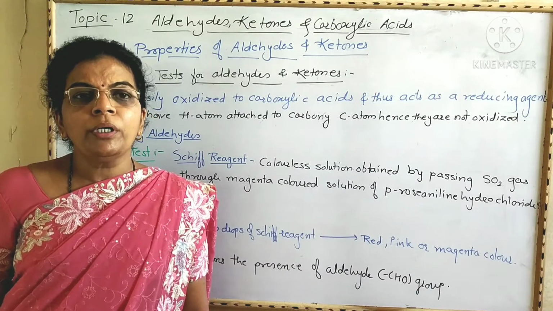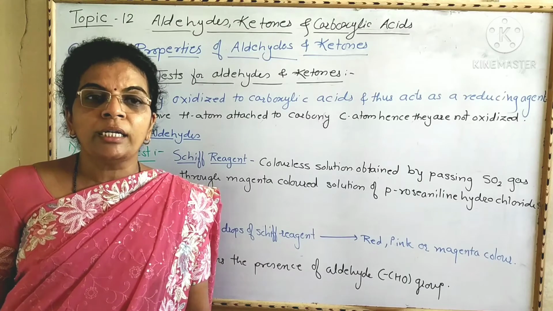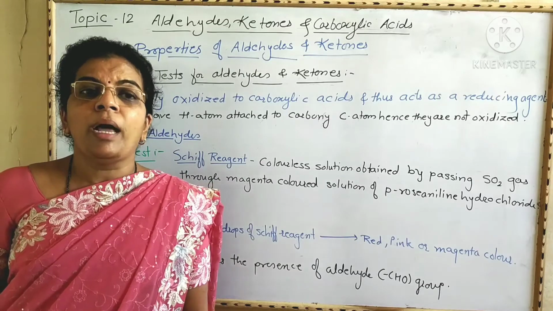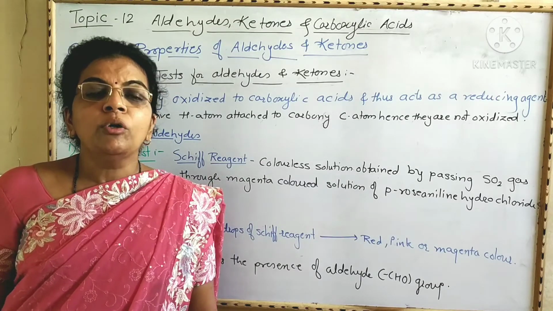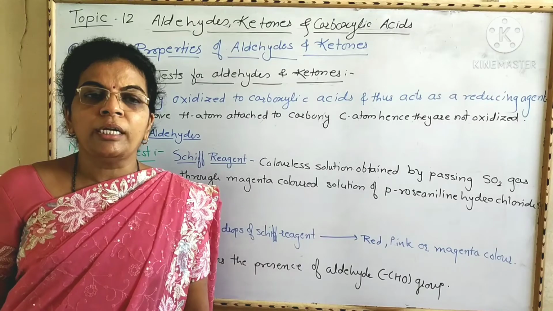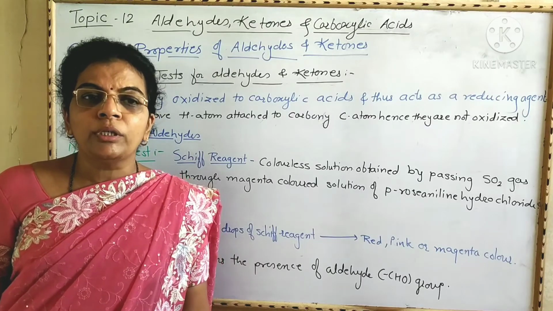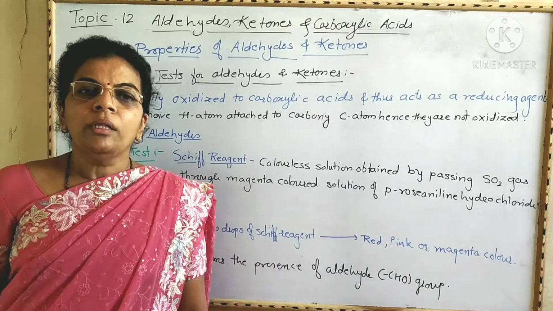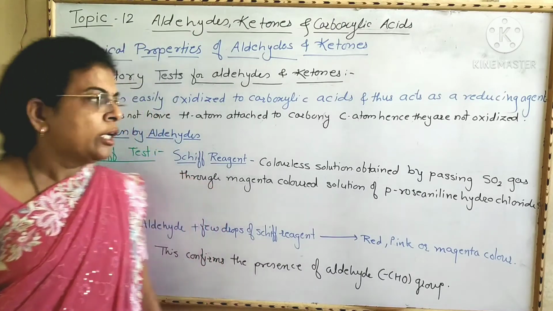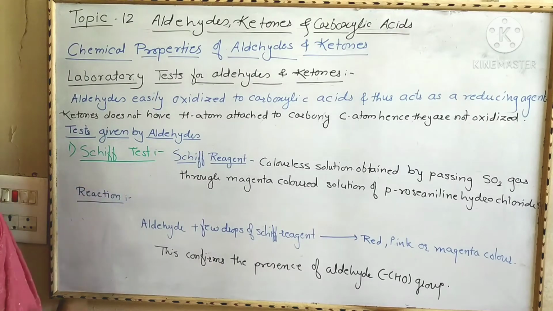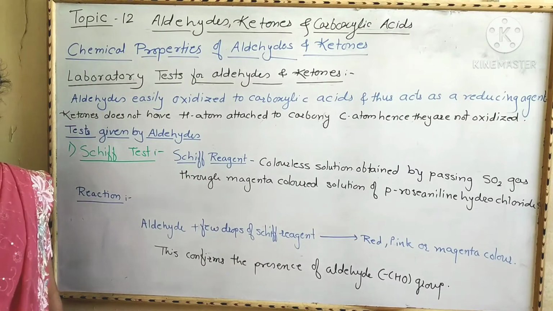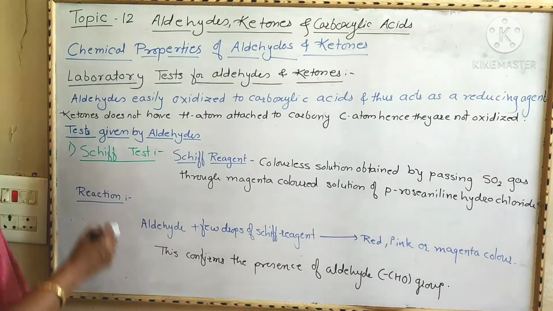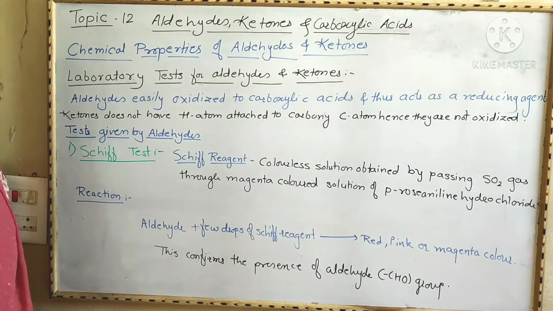The chemical properties of aldehydes and ketones are nearly similar, but these laboratory tests are given by aldehydes, while ketones do not give these reactions. That is, aldehyde acts as a reducing agent while ketones do not act as a reducing agent. Now we are going to see the first reaction, Schiff's test. These are reactions given only by aldehydes. Ketones do not give these reactions.